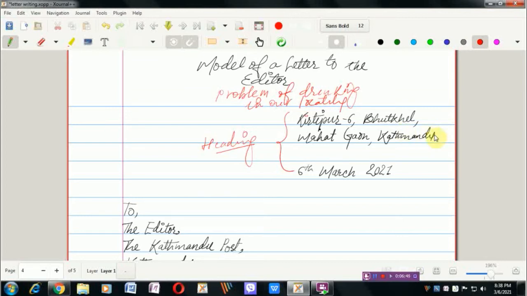After writing the heading, the address of the letter writer, in block style you have to leave a line space. You are not indenting, so you leave a space, and after that you write the date. So 6th March 2021 is the date, and there is a full stop at the end. If it is broken into two lines, you separate by a comma.